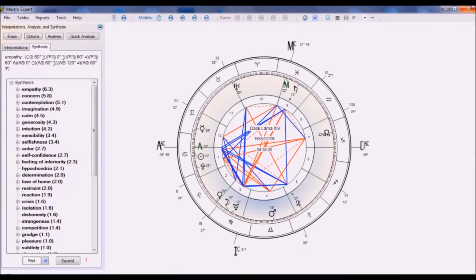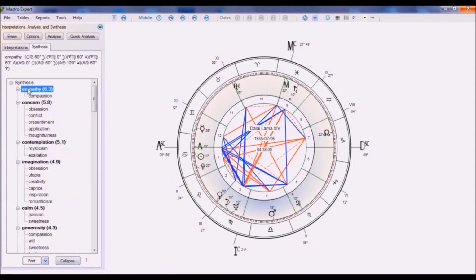We have here, as an example of synthesis, the Dalai Lama 14 with his highest scoring keywords presented in the form of a two-level tree. On the first level, in bold, the primary keywords that express the main meaning. And on the second level, the secondary keywords which, thanks to an embedded thesaurus, contextualize the primary keywords by being connected with them by analogy.